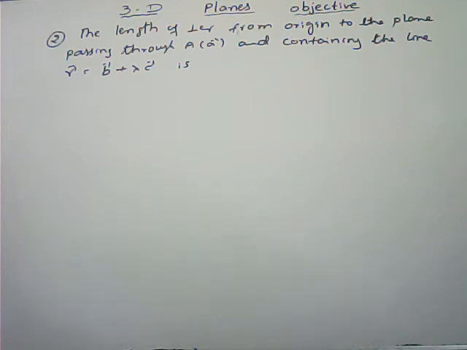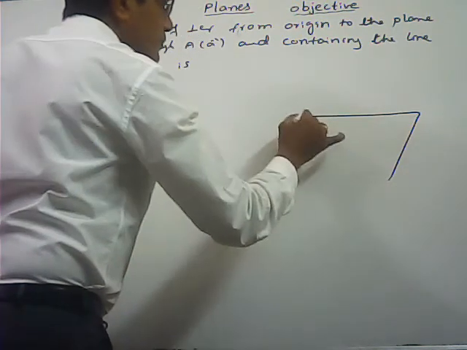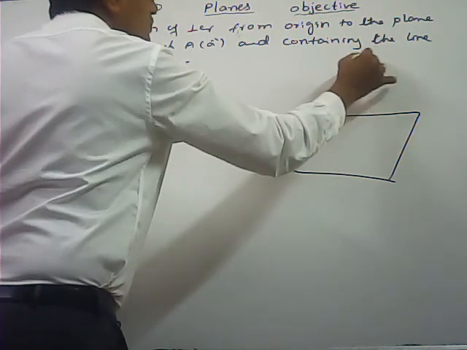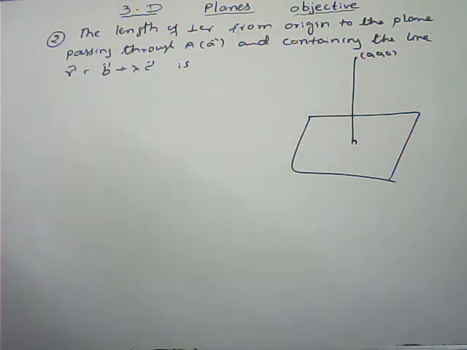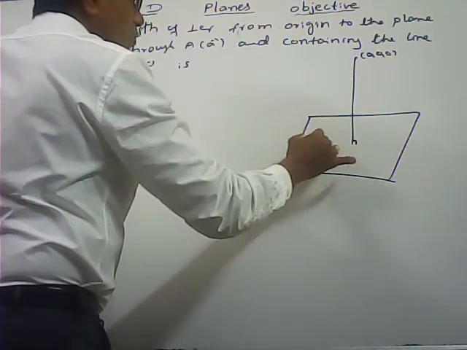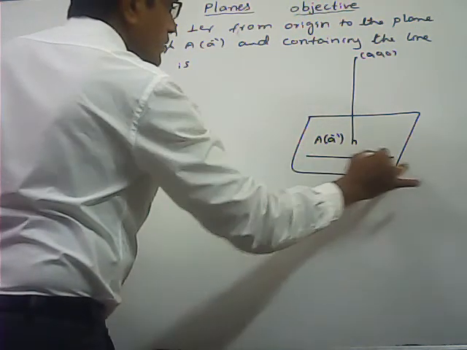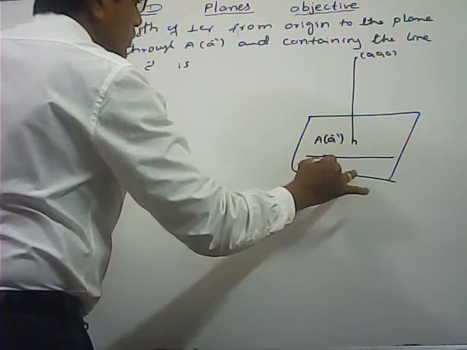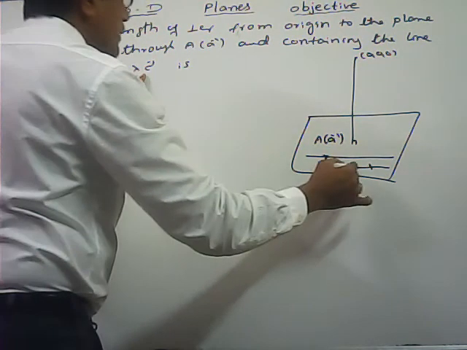Next one: the length of the perpendicular from the origin to the plane. This is the origin, and we want the length of the perpendicular from the origin to the plane passing through A, whose position vector with respect to the origin is a bar, and containing the line r bar equals b bar plus t c bar. This line passes through the point B, whose position vector is b bar, and its direction is the vector c bar.